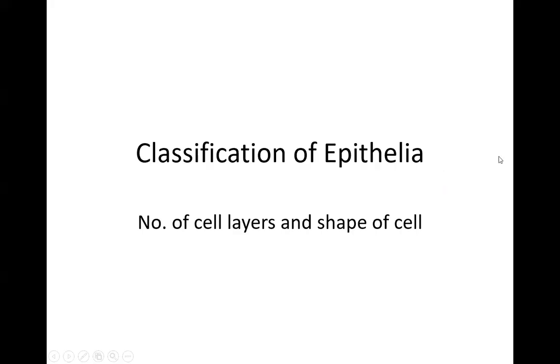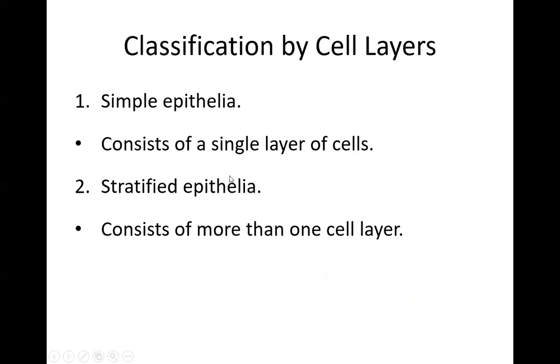Okay, classification of the epithelia. So the number of the cell layers and the shape of the cell. So the classification is by cell layer. There's simple epithelia, which consists of a single layer of cells. All of them are attached to your basement membrane with its two parts, your basal lamina and your reticular lamina. Then there is stratified epithelia, where the cells consist of more than one cell layer.